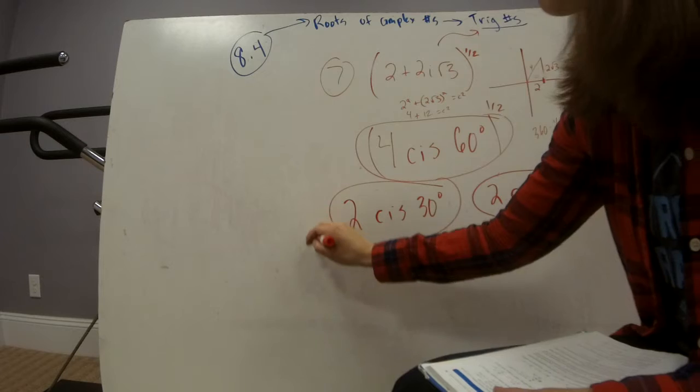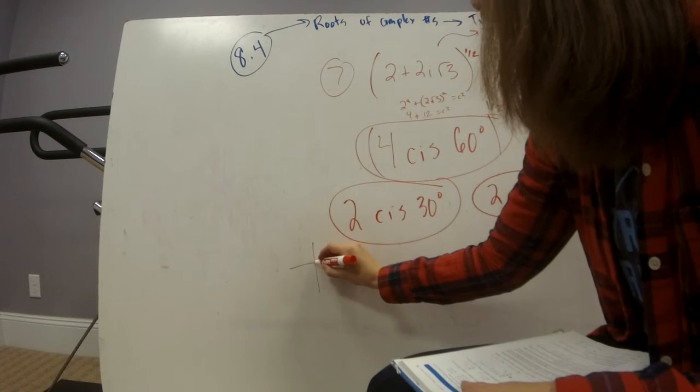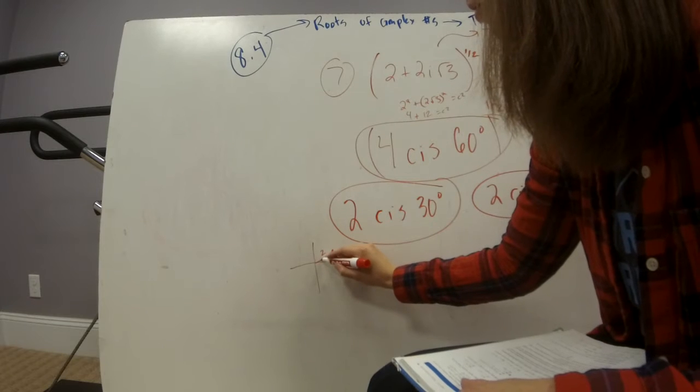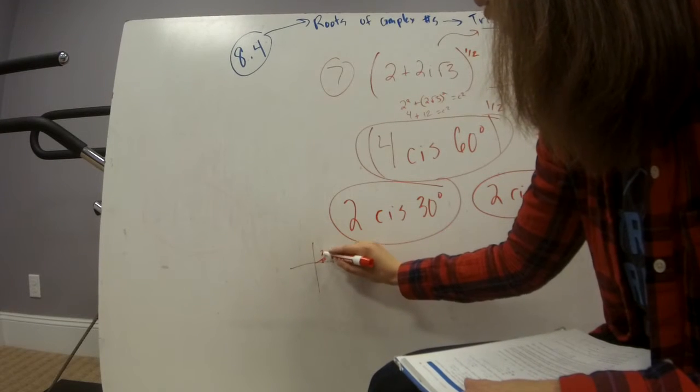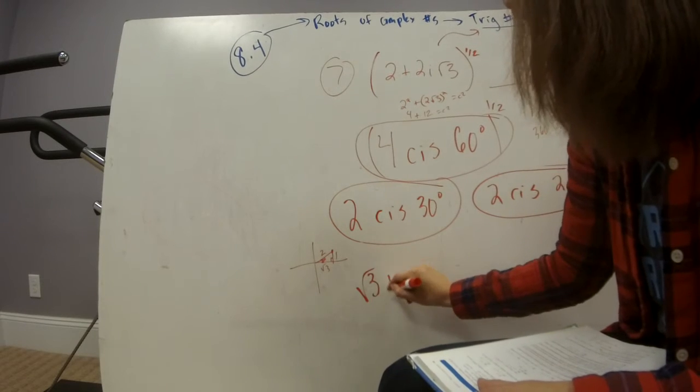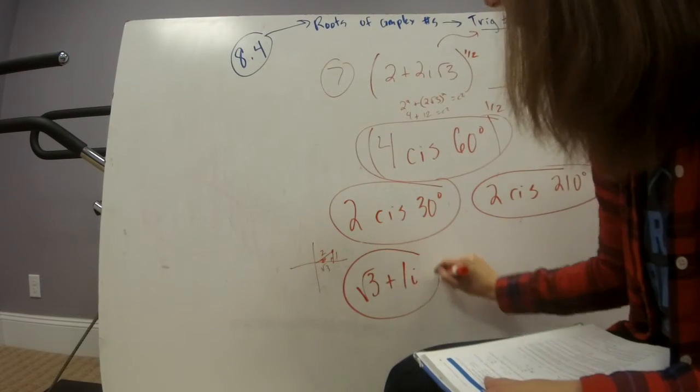So if I would draw it, I would be right here at 30 degrees, and I'd have a 2. But I actually see a 30-degree triangle with a hypotenuse of 2, this is just 1 and root 3, right? So standard form is root 3 plus 1i, right?